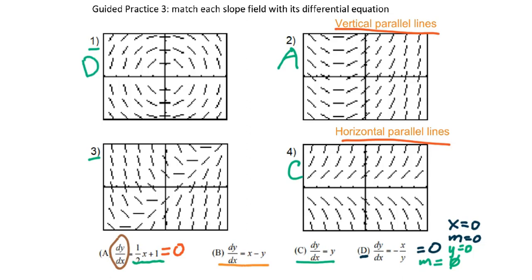For B, we make this equal to 0. You will get y equals x. So when y equals x, then it will be a horizontal line. You could say this, then you can decide this is B.